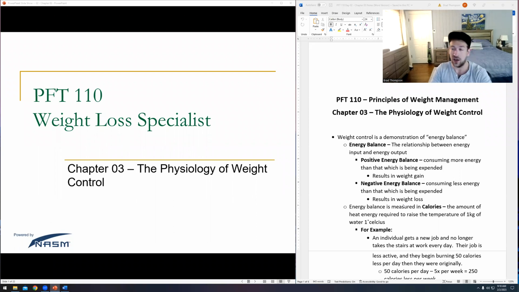The physiology of weight control. So we're gonna talk a lot about energy balances today. We're gonna do some math. We're gonna look at some numbers and kind of get to understand those and shake it all down, right?